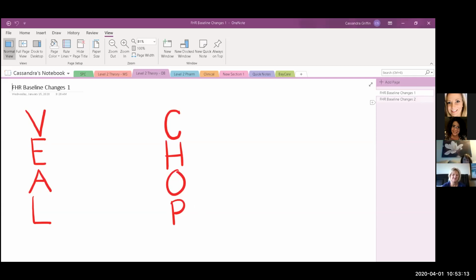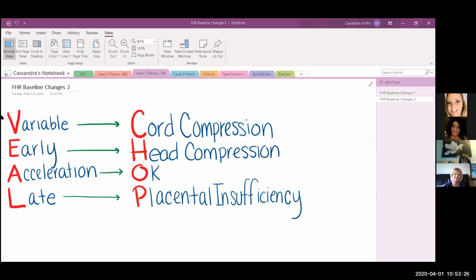So I want to show you how, with the fetal decelerations, you can quickly determine what might be causing that decel. This is a trick that I was taught early in my practice. So V for variable is caused by cord compression. E, early, caused by head compression, so veal chop. A for acceleration is okay, so accelerations are reassuring. Late, or the L in veal, correlates to the P in chop, which is placental insufficiency.